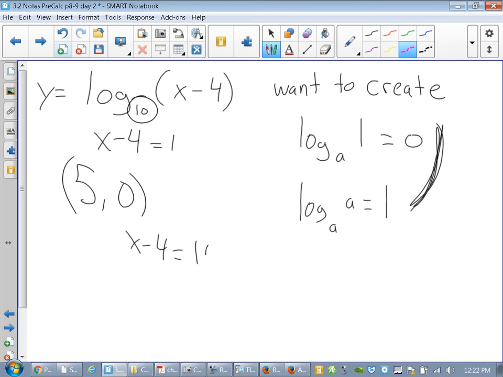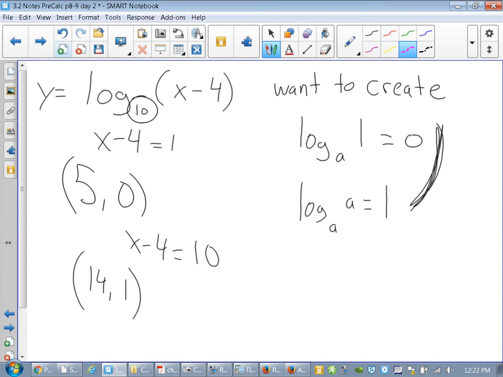And I do the same thing with, I want to make x minus 4 equal to my base, which is 10. So what would x have to be there? 14. So the other ordered pair would be at 14 and 1. Because if I put 14 in, I get log base 10 of 10, which is 1.